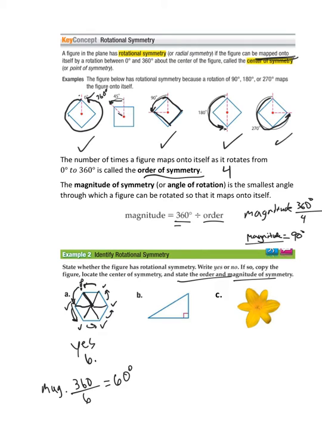B is going to be tough. If you imagine this being that, certainly rotating to that next vertex, that distance isn't going to be the same. Trying to rotate anywhere, you're not going to be able to find symmetry here. So this is just no rotational symmetry.